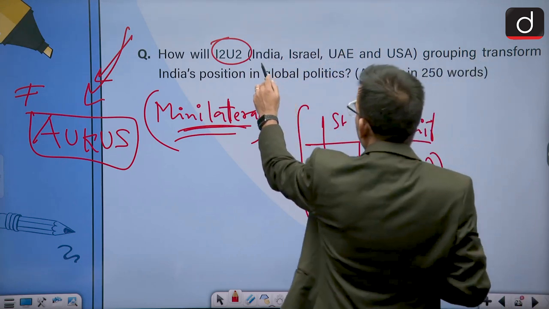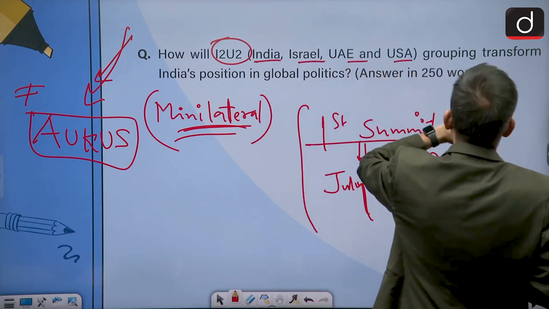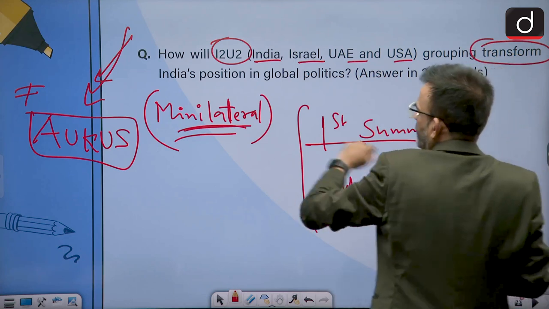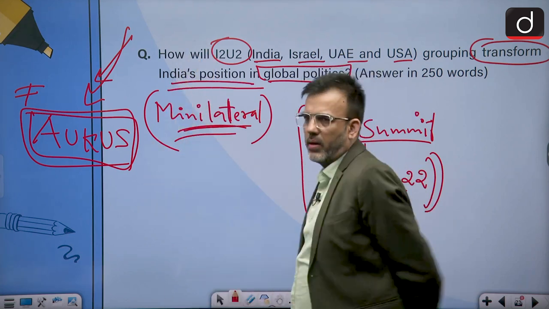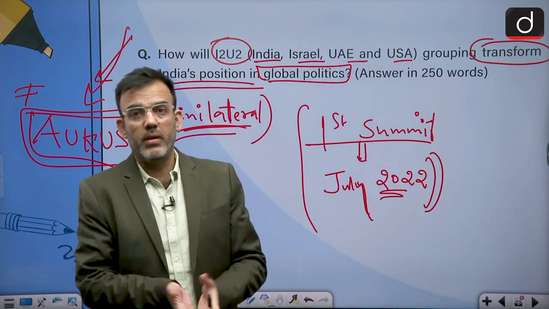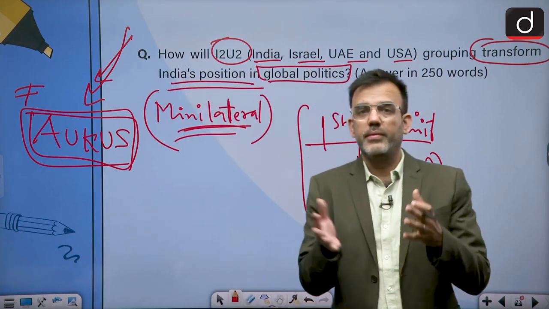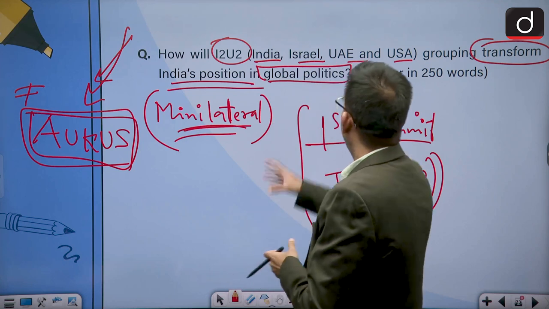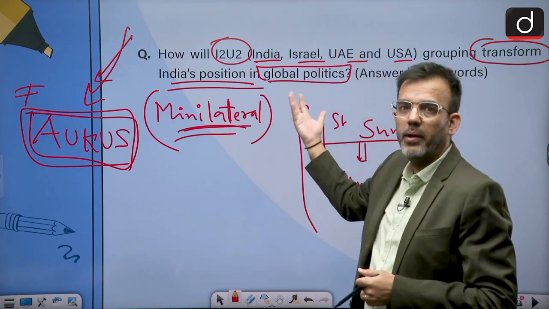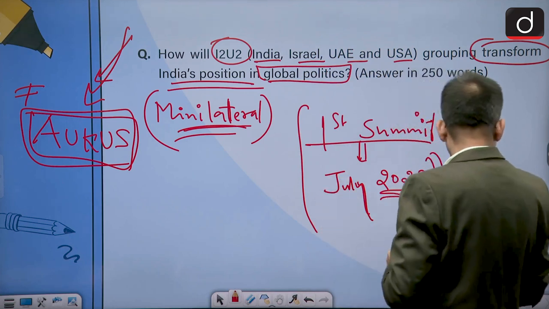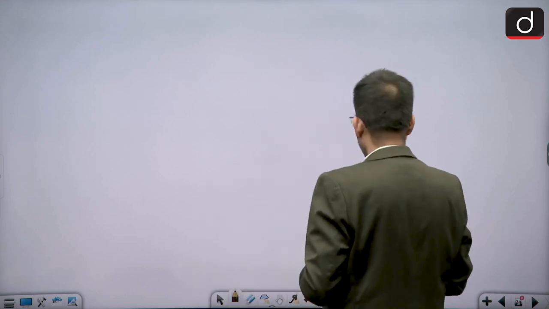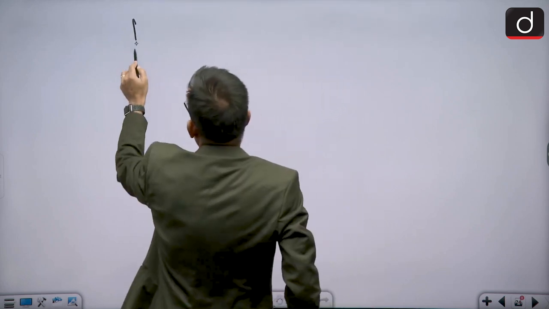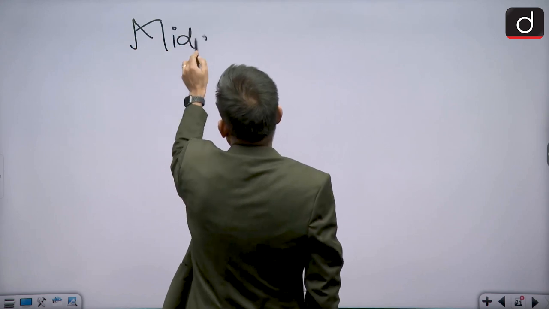The question says: how will this grouping of India, Israel, UAE and USA transform India's position in global politics? So, how can I2U2 be transformational for India as part of India's posturing in global politics? We have to address this, but before we get into it, you should be able to decipher certain terms, like the fact that this grouping is focused on the politics of the Middle East.